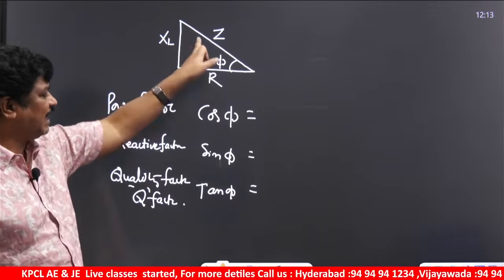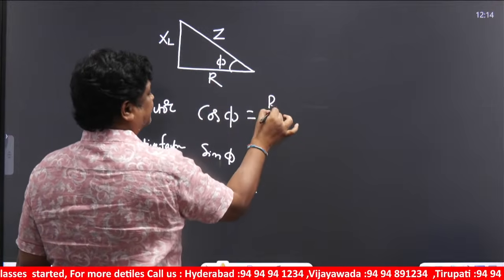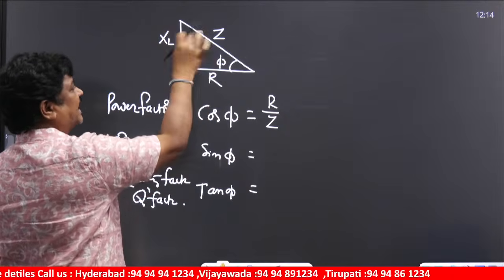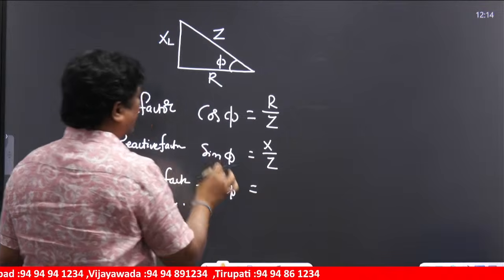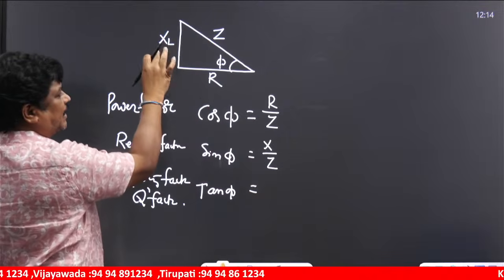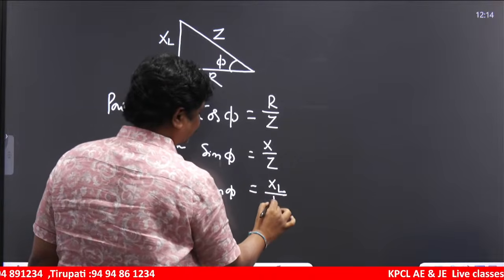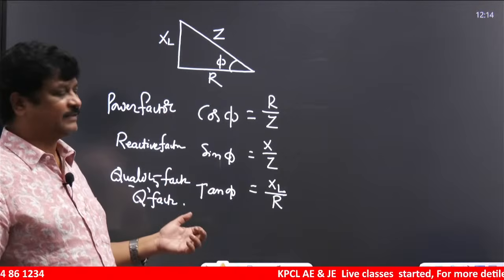From this triangle, cos phi is equal to R by Z. Sin phi is equal to X by Z, XL by Z or X by Z. Tan phi is equal to XL by R, or X by R you can write.